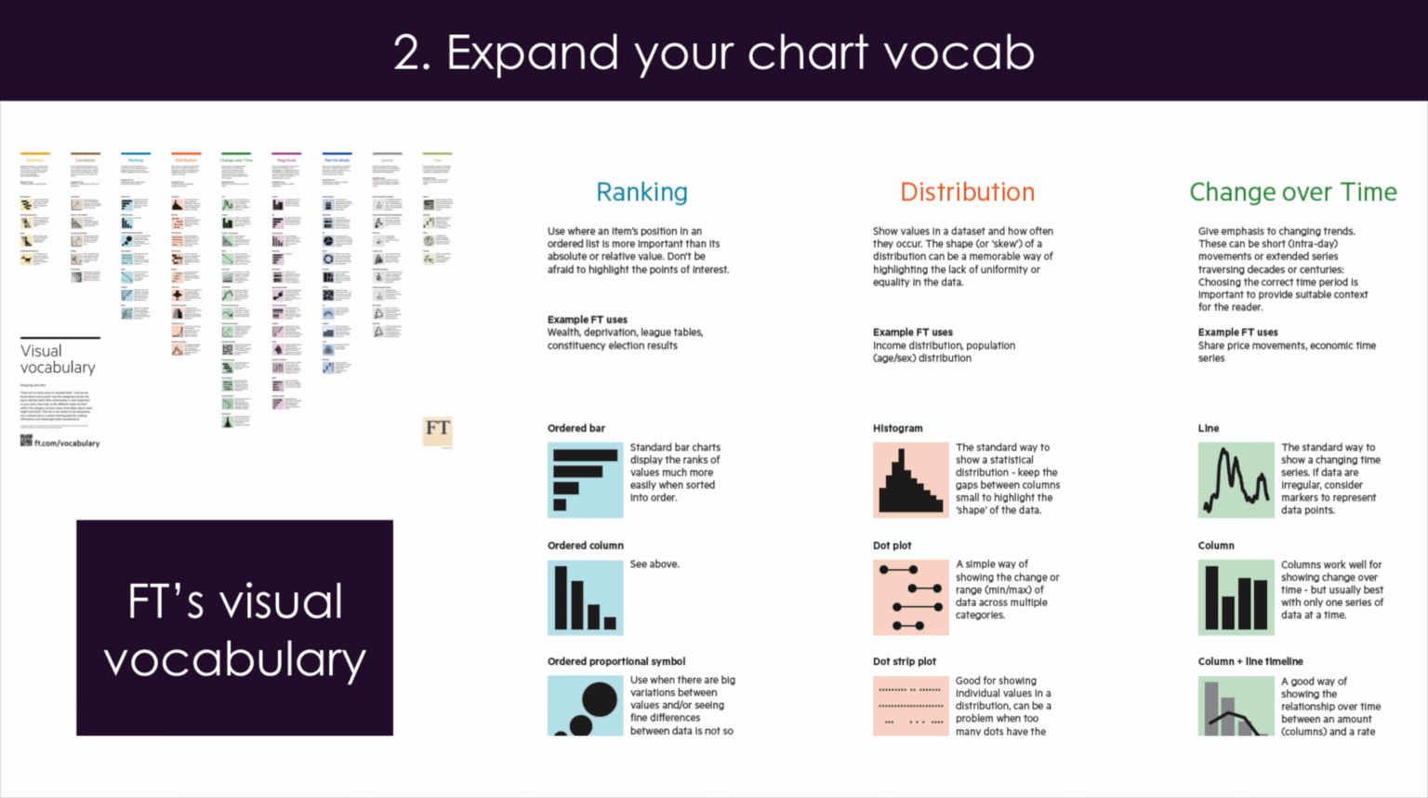The second tip is just try and broaden your knowledge of chart types so that you can pick one that's appropriate. And to help with that decision, the Financial Times released this really handy guide. You can download it from their GitHub account. The key takeaway from the guide is that chart types should be chosen based on the type of relationship that you want to show. So do you want to show a ranking, a distribution, or perhaps a change over time? That decision then helps you to narrow down the range of potential charts to choose from.